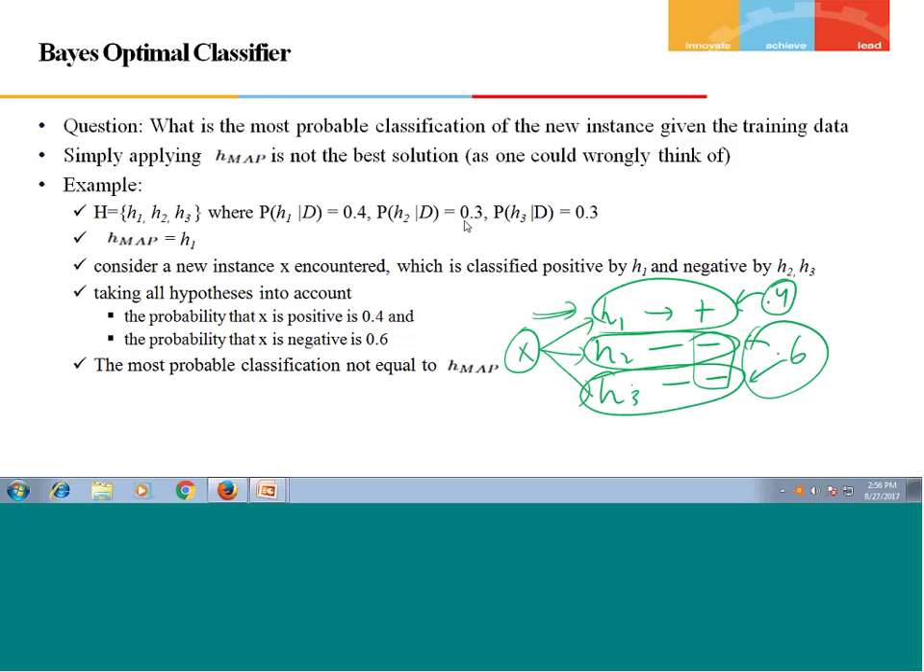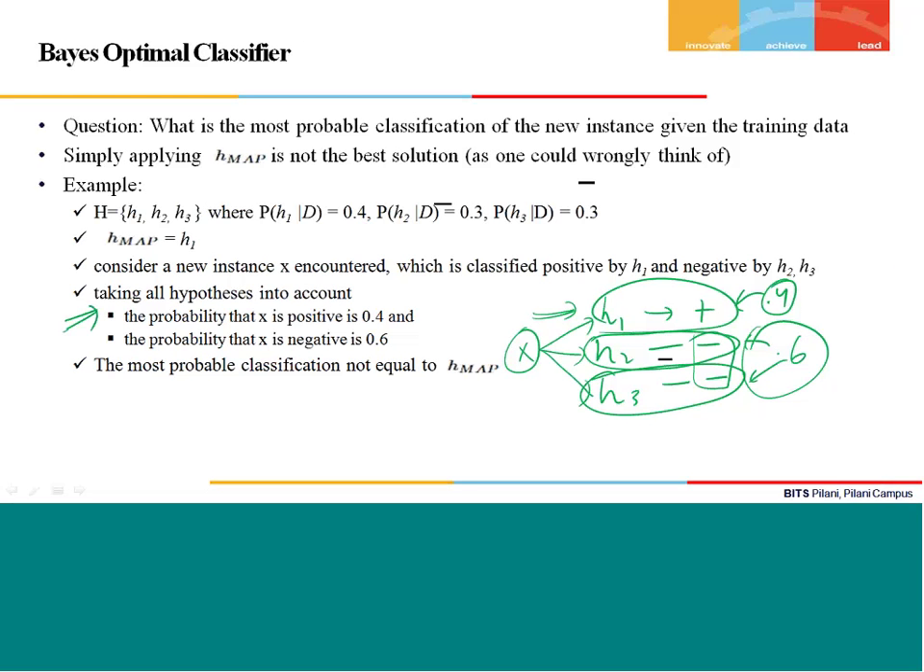Let's see, some questions are there. What is the meaning of the most probable classification not being equal to HMAP? That's what I am saying, right? You should look at this example. HMAP is saying that the sample should be positive, because HMAP is classifying it as positive, but the other two hypotheses are classifying it as negative. The optimal classification is also classifying it as negative, where HMAP is classifying it as positive. So there is a difference. I hope you understand it.